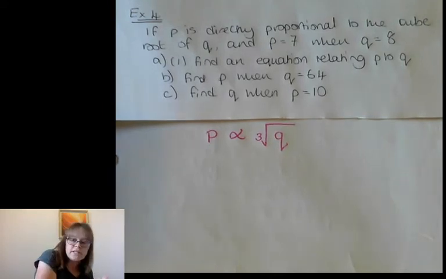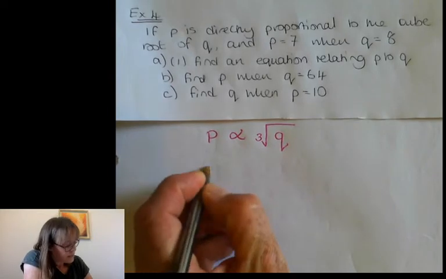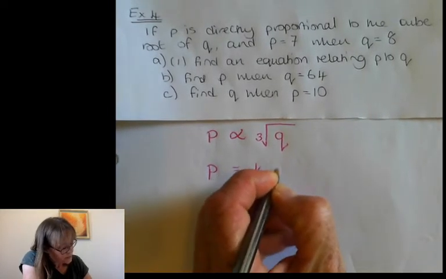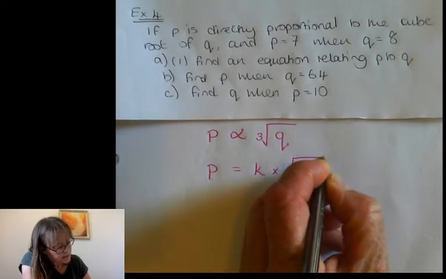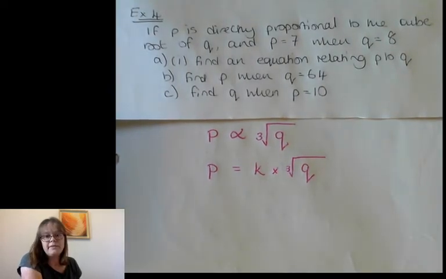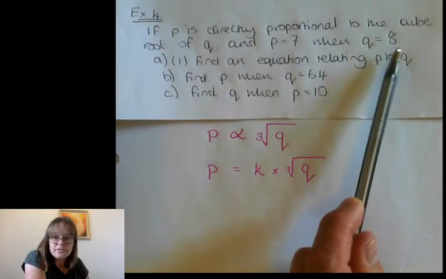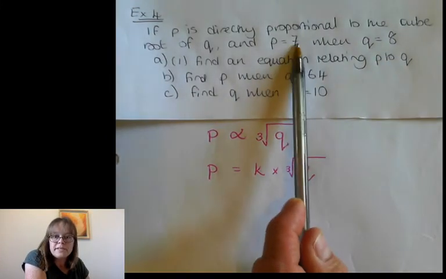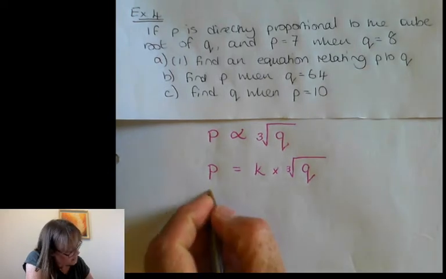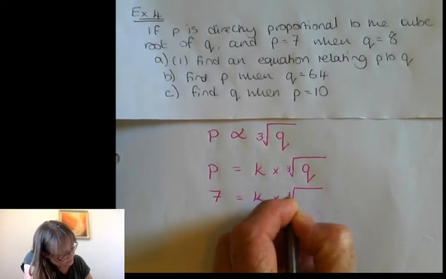And that looks crazy and it looks complicated, but actually the principle is still the same as before. Firstly, replace it with an equals k. Now I'm going to leave my multiplication sign in this time because it's a bit more complicated algebra, just to make it a little bit clearer. Now sub in the information I know and use that to find k. So p is 7 when q is 8. P is 7 and q is 8.